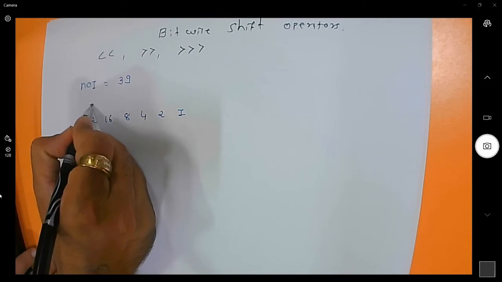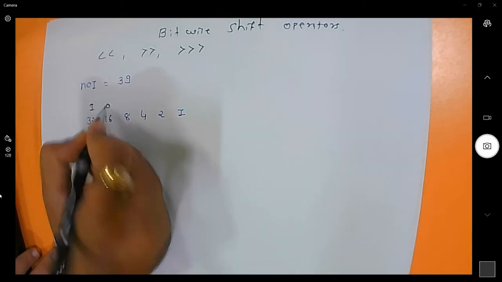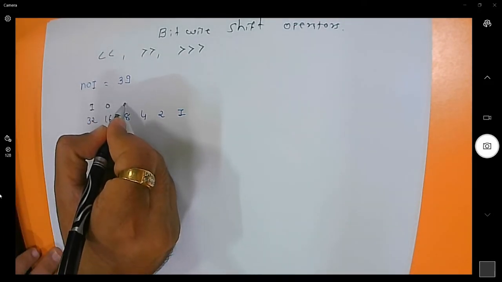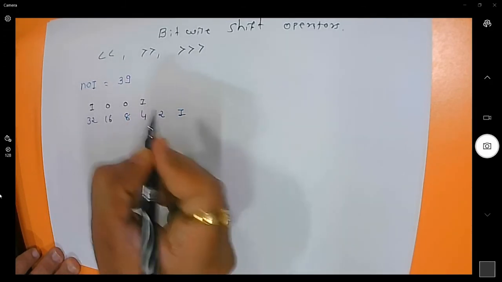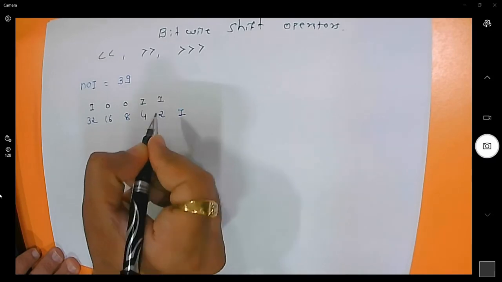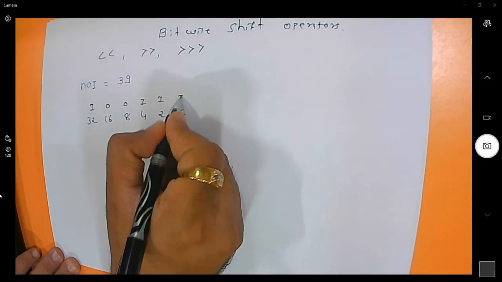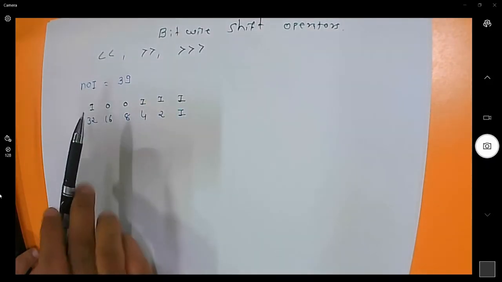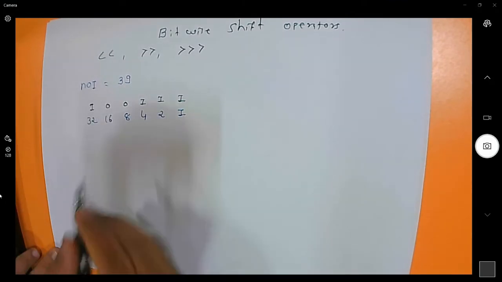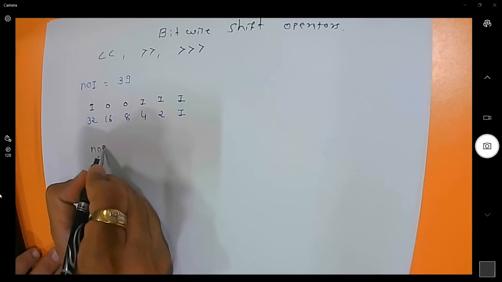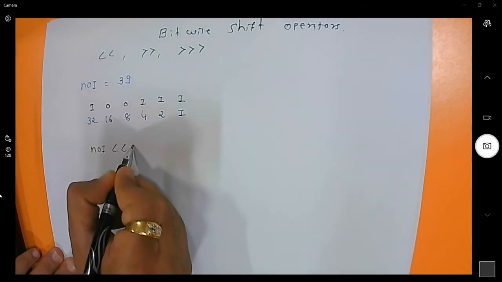You can put 1 over here, that is 32. Then if you add 8, it will be 40, so you can put 0. 32 plus 4 will be 36, plus 2 it will be 38, plus 1 it will be 39. So the binary of 39 is 100111. Now I want to calculate number1 shift left 2.